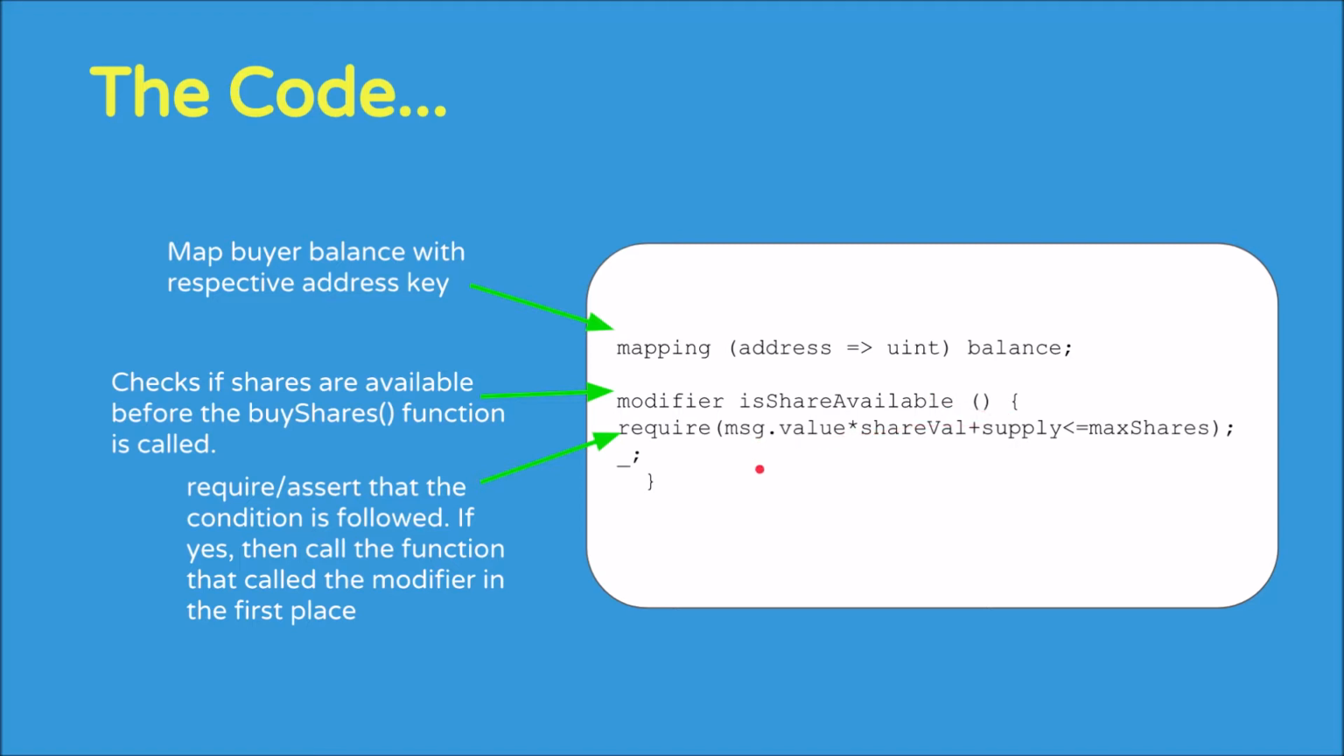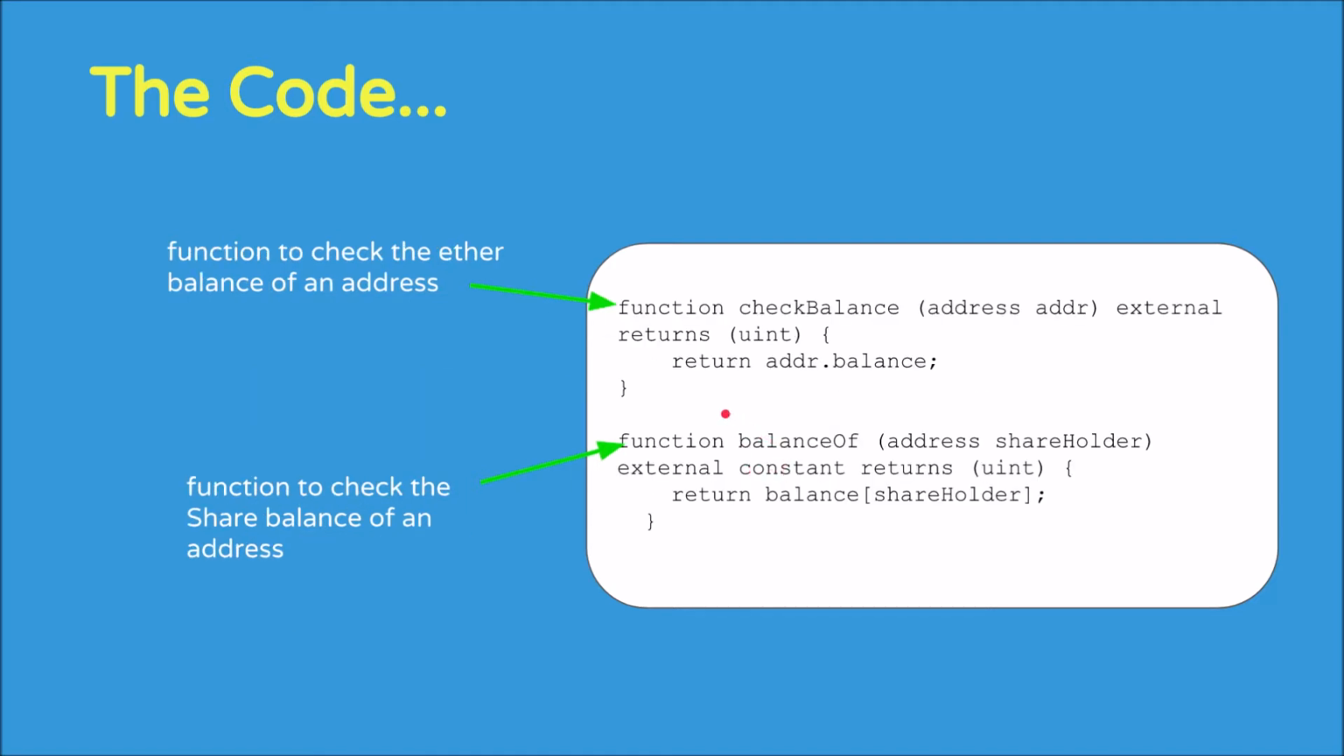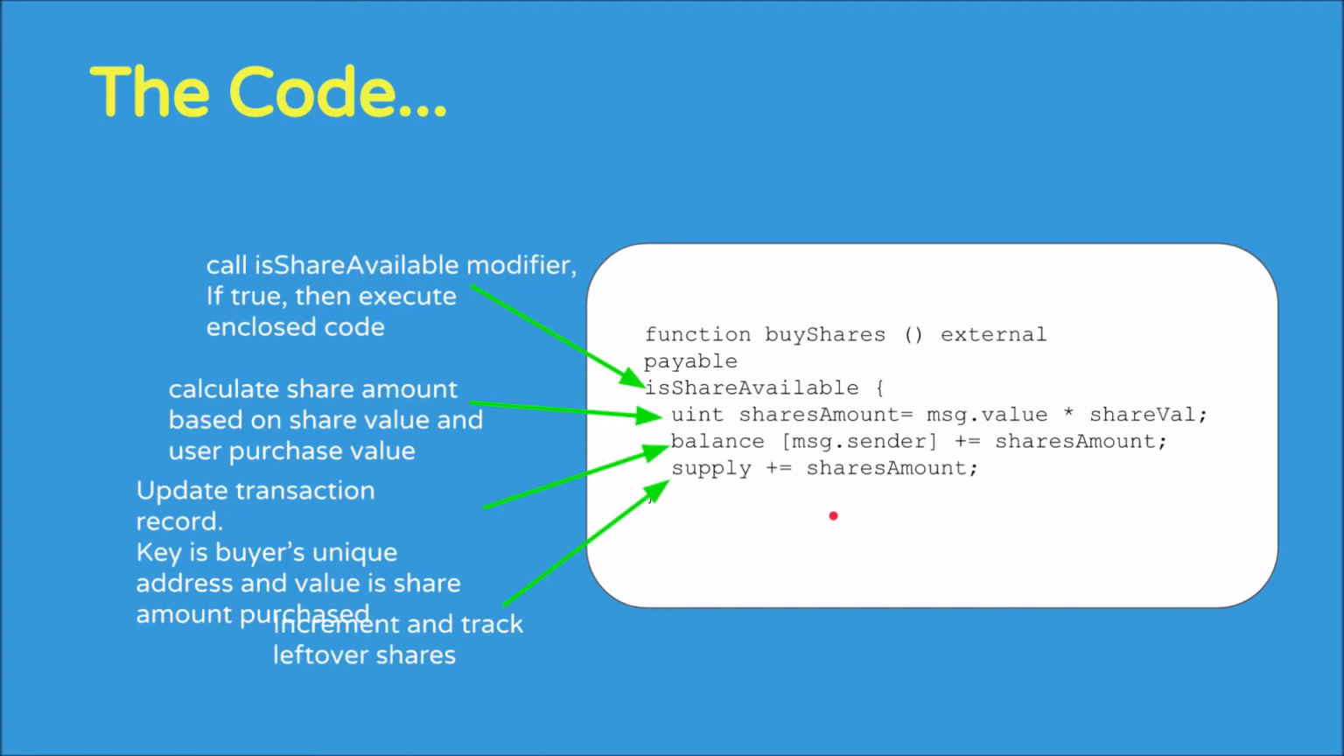Here we have a modifier which executes. This requires an assert statement. If this statement is true, the function calling the modifier is run. This is a function check balance which returns the balance of the user, and this is again the same function, but this returns the total value of the shareholder.